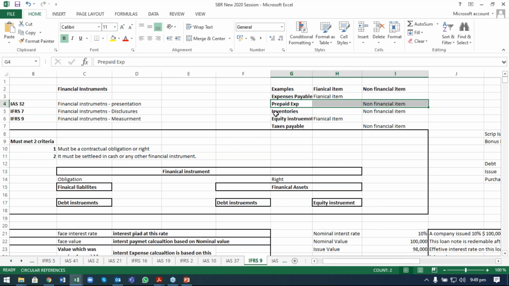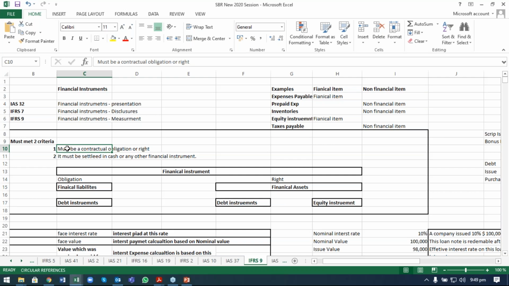Inventories, we neither have a contract to sell this inventory to any other individual. So as you don't have a contract, it must be treated as a non-financial item. Irrespective, you can argue that inventory should always be sold in cash. I agree, inventory should always be sold in cash, but you don't have an existing contract that I'm going to sell this inventory to you for this amount. So it is a non-financial item.